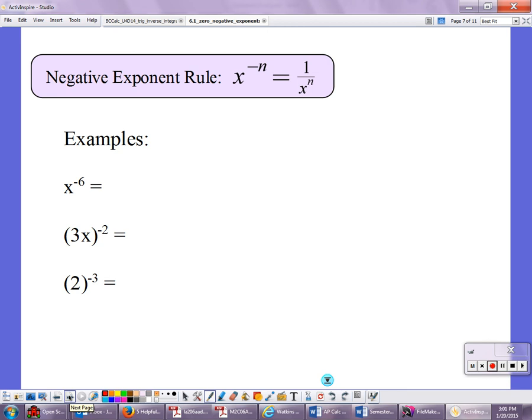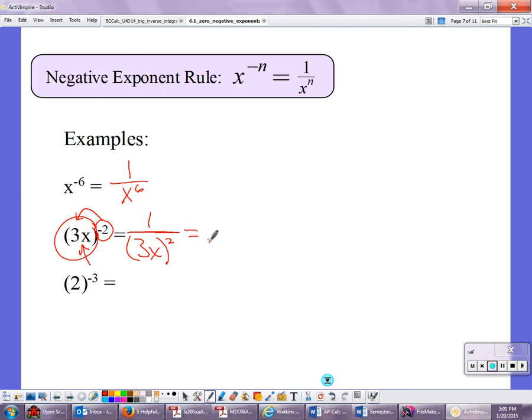Some examples here. We've got x to the negative 6 power. Well, that's going to be 1 over x to the 6th power. 3x to the negative 2 power: that's this whole thing to the negative 2 power. So we're going to take that whole thing, which is 3x, and 1 over that whole thing to the 2nd power. So 1 over 3x squared. Remember, this exponent being outside the parentheses means it applies to this whole thing inside.